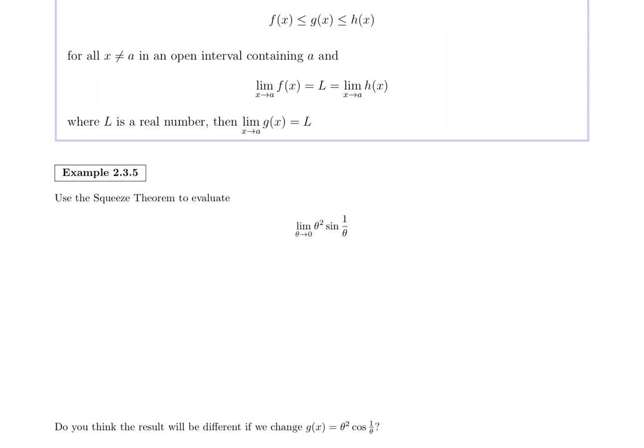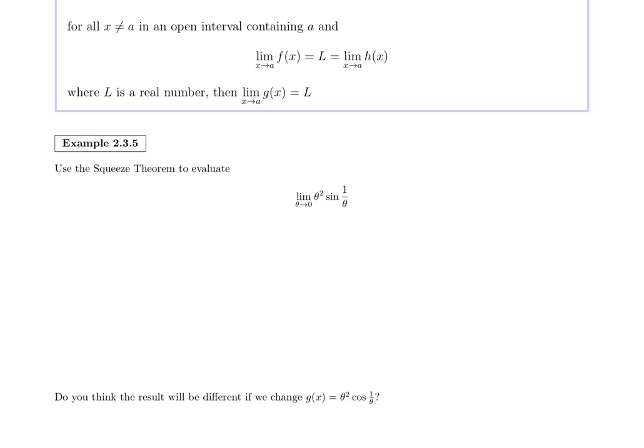I know, not your favorite, but I promise it will be okay. So I said, let's use the squeeze theorem to evaluate the limit as theta goes to 0 of theta squared times the sine of 1 over theta. Well, we can see already that 0 squared times does not exist, right? Because you can't do 1 divided by 0.